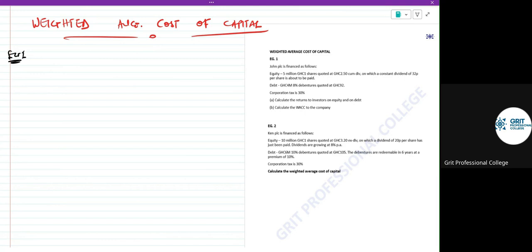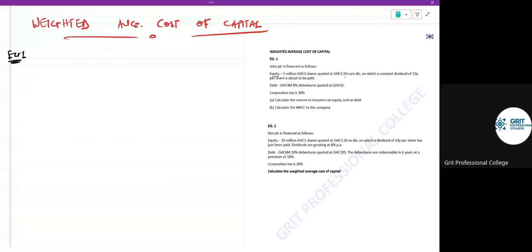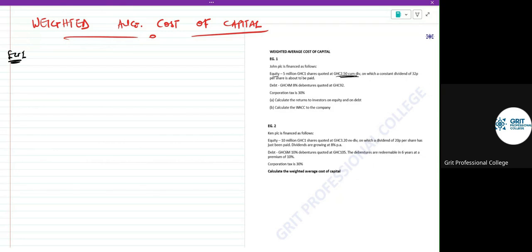So it has equity, and for the equity, it has 5 million 1 CD shares, and I've explained what this 1 CD means. That's the nominal value of each share, and it is quoted at 2 CDs 50 pesos cum div. So this is the share price, but it's a cum div share price, and I told you something about what to do. And we are saying on which there is expectation that a constant dividend of 32 pesos per share is about to be paid, right?